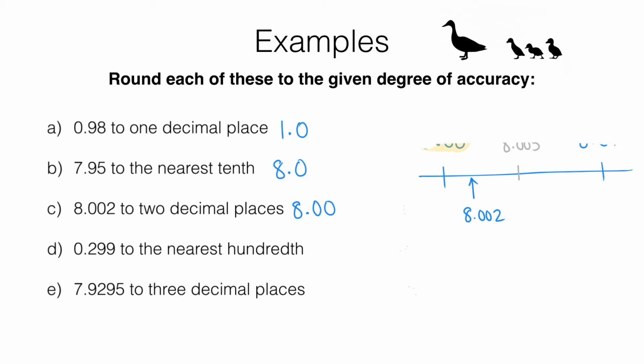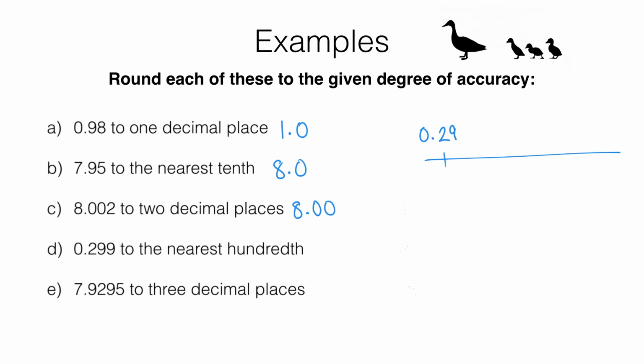Here's how we go about D. 0.299 is 2 tenths, 9 hundredths, and a bit. Remember, we're trying to round to the nearest 100th. So we've got more than 2 tenths and 9 hundredths, so more than 0.29. And going up in steps of 100th, I'm going to get 0.30 next. So these are to 2 decimal places, and we just have to decide whether 0.299 is closer to 0.29 or 0.30.